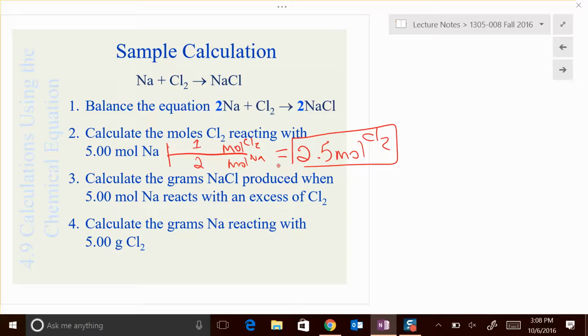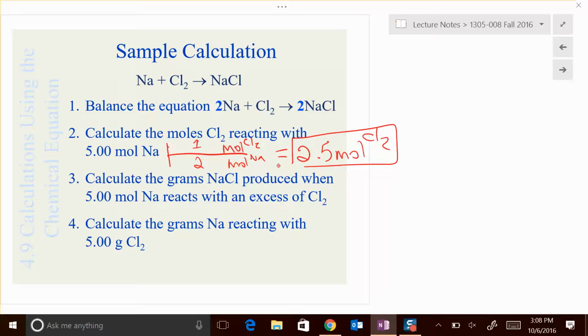So let's say there were 5 moles of chlorine instead of 2.5. I would never use all 5 moles, right? I would only use 2.5 of them. So this would get used up, and there would be extra chlorine left over. That's what we mean by excess.